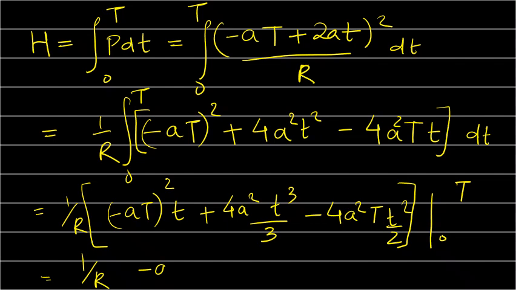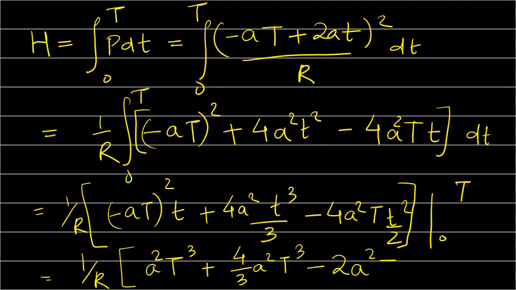So inside this, it is a square t cube plus 4 by 3 a square t cubed minus 2 a square t cubed. If we solve this expression, we're going to get a squared t cube by 3r, which is option A.